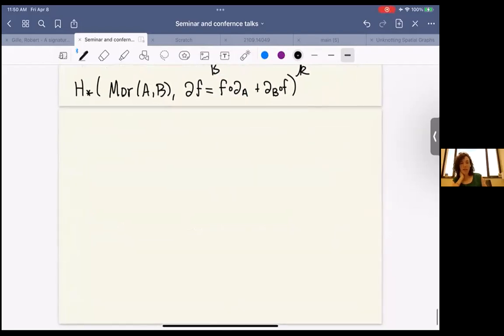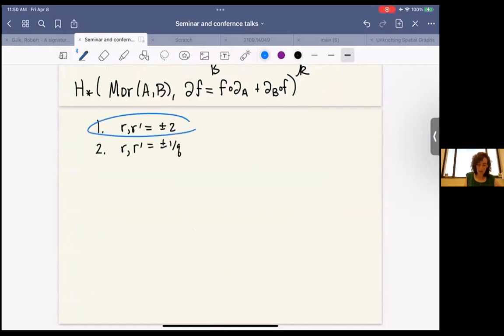So the idea is that if we want to prove this theorem two, we use our case breakdown and we have our two cases from Hanselman. We have the cases that the slopes are equal to plus or minus two, and then we have the cases that they're equal to plus or minus one over Q. Let me just tell you how this case works for brevity. The other one's similar.